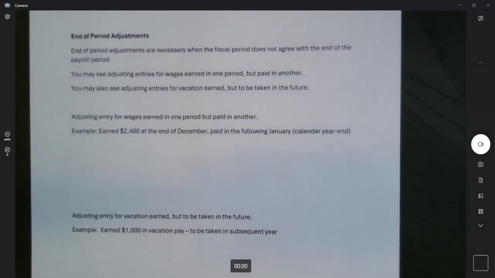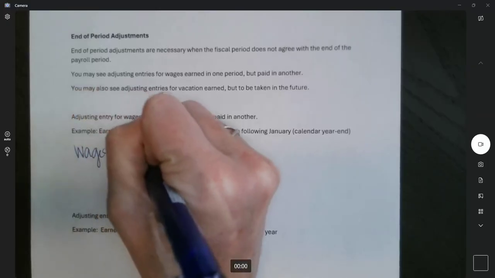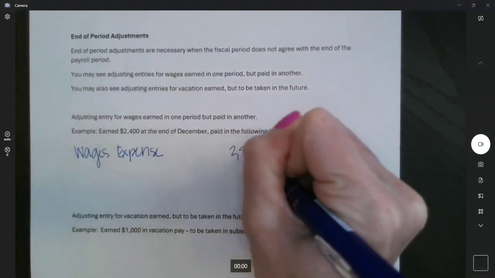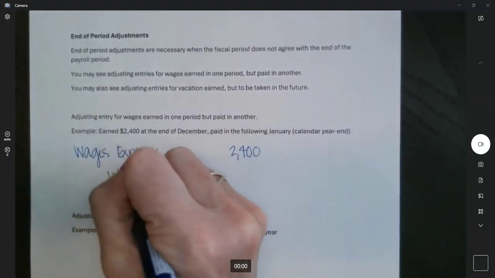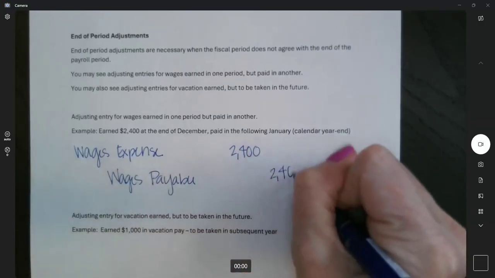These typically have to do with scenarios where you have wages earned in one period or paid in another, or you might see it for vacation earned this year or in this period but taken in the future. So the first one I want to show you is an adjusting entry for wages earned in one period but paid in another. For example, employees earned $2,400 at the end of December, but they will be paid the following January. This would be a debit to wages expense of $2,400 and a credit to wages payable of $2,400.